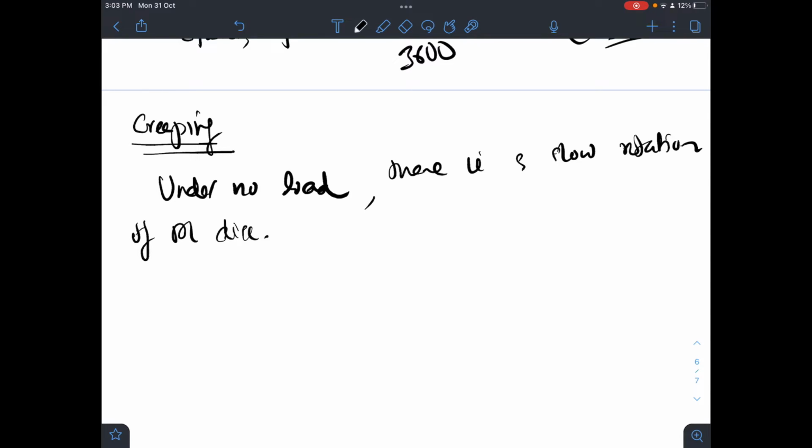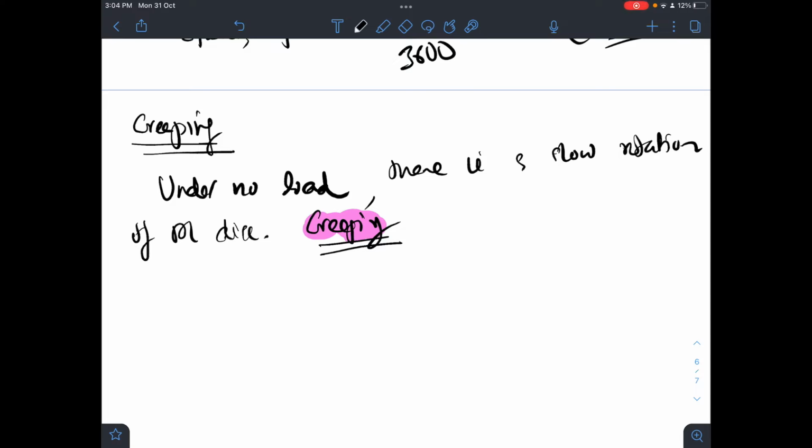And the system cannot think that it is rotating without a reason, or that there is no load on the system. Still it will be counted as the number of revolutions. So this is called what? Creeping. This phenomenon is called creeping, and creeping is an issue because your meter is going to show more energy than utilized. Your meter is going to show more energy or more utilization than you really utilized. So that is an issue with creeping.